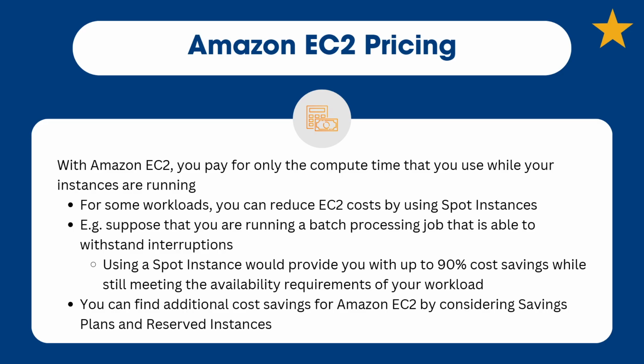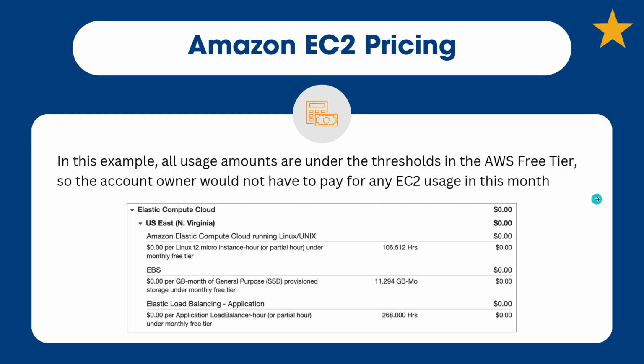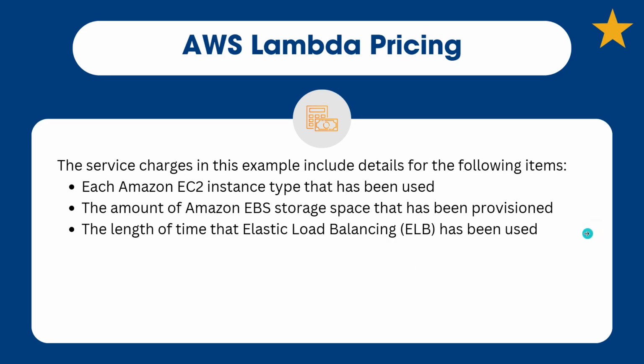Suppose you're running a batch processing job that's able to withstand interruptions, then you're definitely going to go with a spot instance, considering the savings. You can find additional cost savings for Amazon EC2 by considering other options such as savings plans and reserved instances. In this example, all usage amounts are under the thresholds of the free tier. So again, they're not going to pay for anything for this particular month.